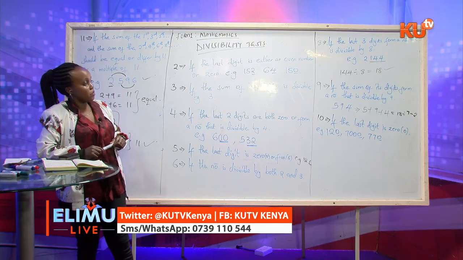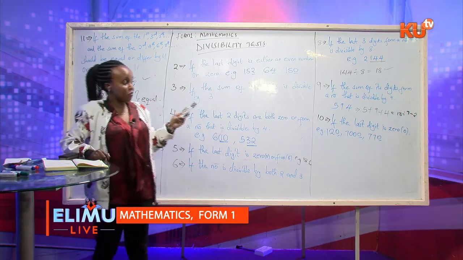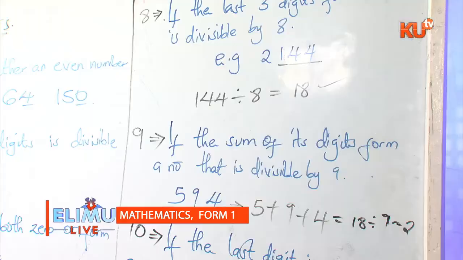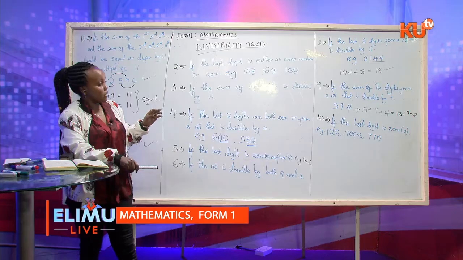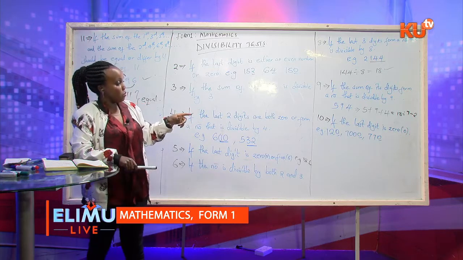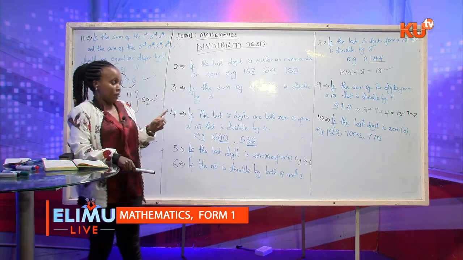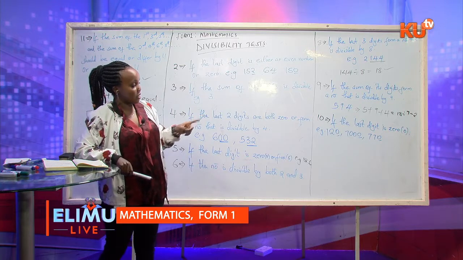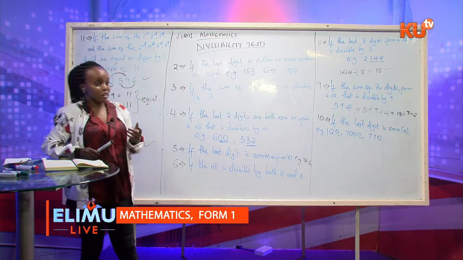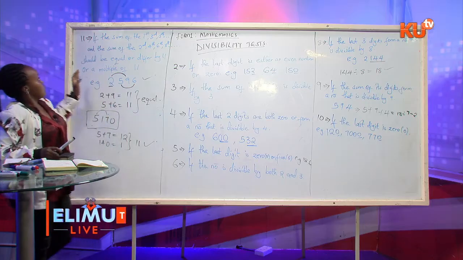So the next divisibility test was for 9. A number is divisible by 9 if the sum of its digits forms a number that is divisible by 9. We also gave an example of 594, whereby the sum of those digits gave us 18, which is divisible by 9. Therefore, our number 594 was divisible by 9. Lastly, the divisibility test for 10. A number is divisible by 10 if the last digit is 0, and we gave examples there. That one was simpler. And lastly, we did 11.